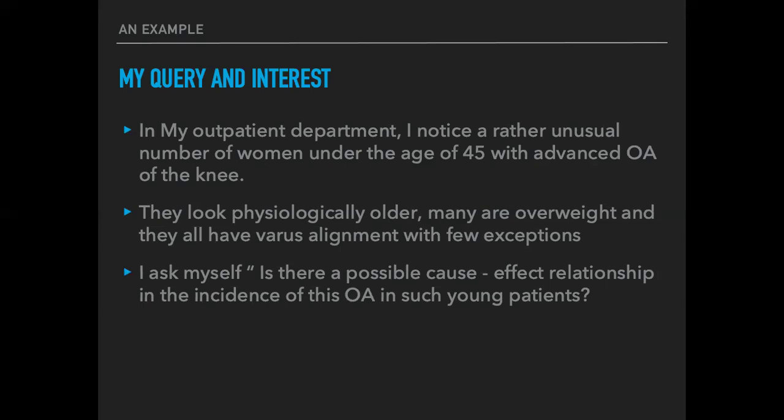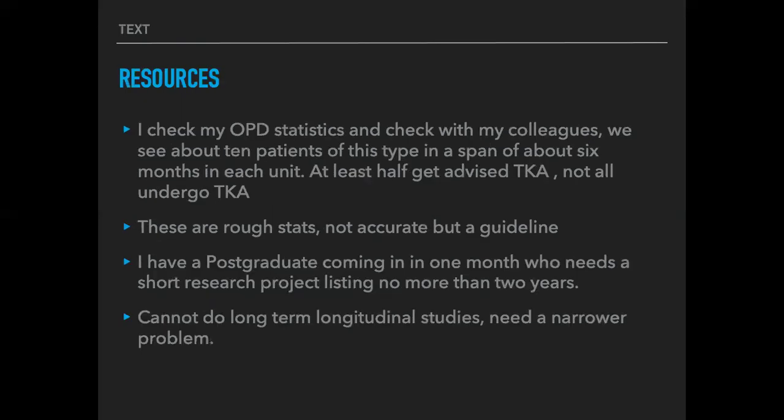So what are your resources? You check your OPD statistics, you check with your colleagues. We see about 10 patients of this type in a span of about 6 months. So in about 1 year, you might have 20 patients. At least half get advised TKR and not all undergo TKR. So these are rough statistics which you gather from your colleagues. They might not be very accurate. You might have to go into the medical records and then find out, so that you start getting an idea whether you have an adequate sample to investigate.